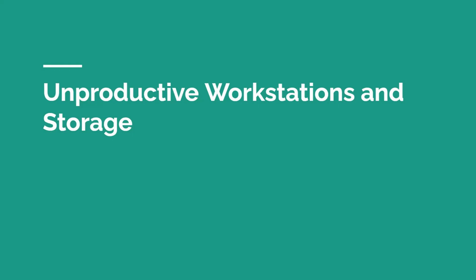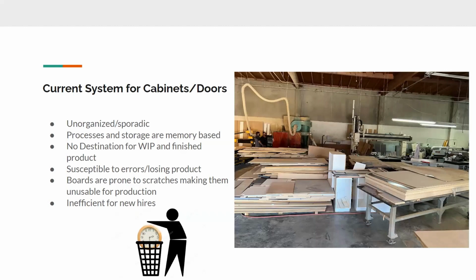One of the main issues faced at V10 Construction was their unproductive workstations and solutions for storage. As you can see in the picture, their workstations are very unorganized and sporadic. The processes used are based on memory, and there's no designated spaces or markers for items to be placed throughout the facility. There's also no specific destinations for work in progress or finished product, and as you can see in the picture here, they're even using cabinets as storage for scrap and other work in progress.